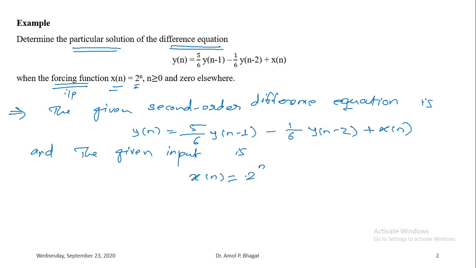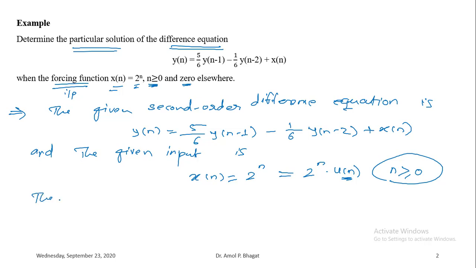Because this condition has been specified, that it exists for n greater than or equal to 0 and 0 elsewhere, you can modify this input. This is 2 raised to the power n, you can simply write it as 2 raised to the power n into u of n, because this will exist only for n greater than or equal to 0, as we know that u of n is 1 for n greater than or equal to 0.